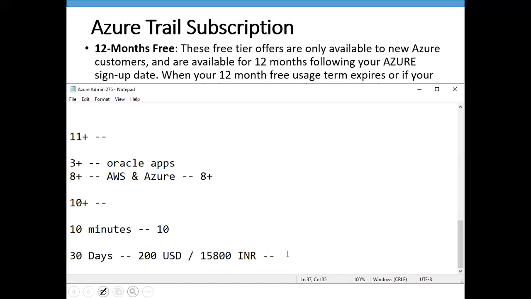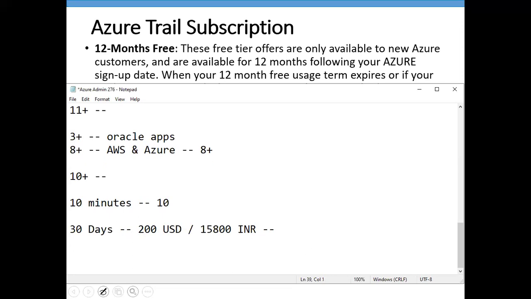Now, after 30 days, what will happen? Let's say, for example, you have used just $100, or just 10,000 rupees. So you still have 5,800 rupees, or 100 US dollars left. What will happen with that credit? That credit is automatically going to be removed from your account after 30 days.